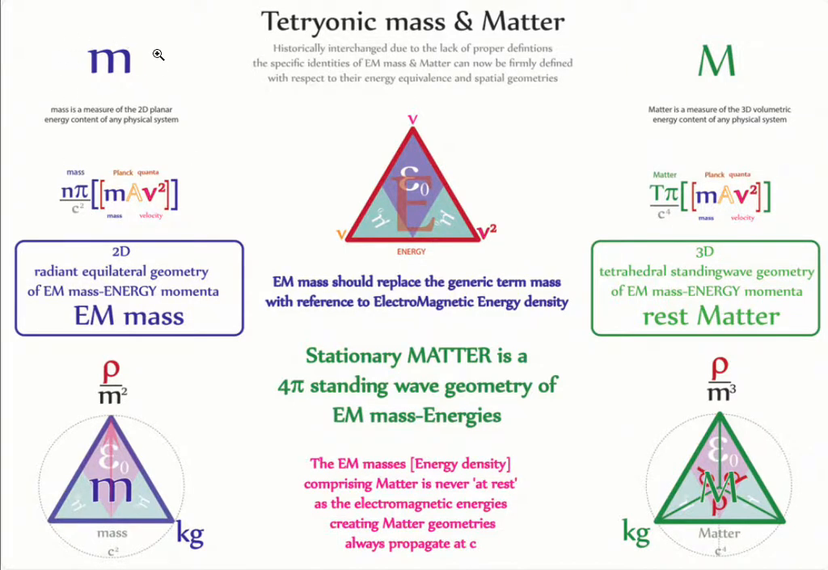We define mass with a small m as a two-dimensional energy field that propagates at the natural velocity of energy, or the speed of light in a vacuum. And matter is a standing wave geometry, three-dimensional tetrahedral geometry, as shown at the bottom of the page. In the case of mass energies, the mass and the energy are equivalent, as shown in the unified field equation for mass. They're denoted as n-pi geometries, and because they're two-dimensional, they're measured per c squared to give us the relationship between mass and energy, as denoted in Einstein's equivalence formula, E equals mc squared.